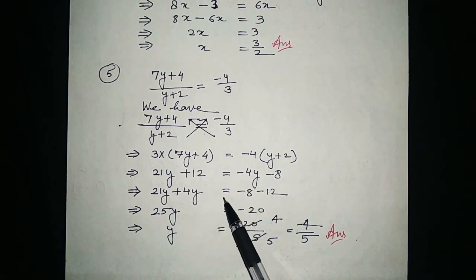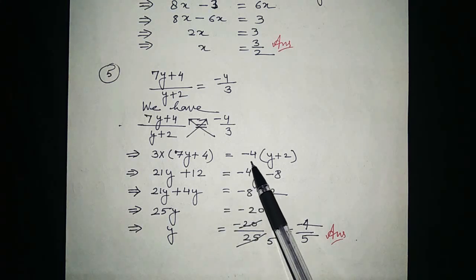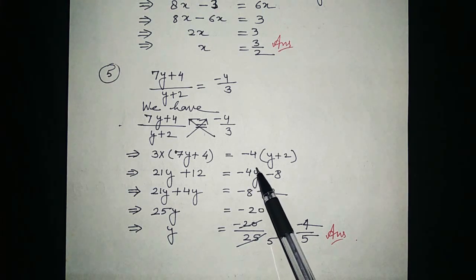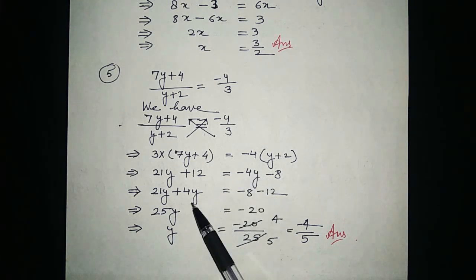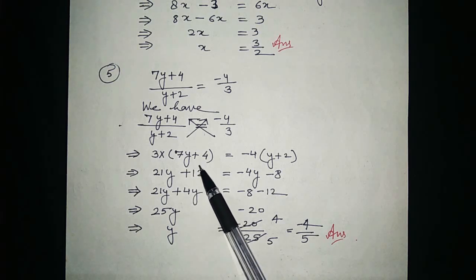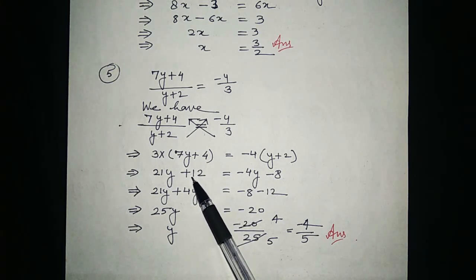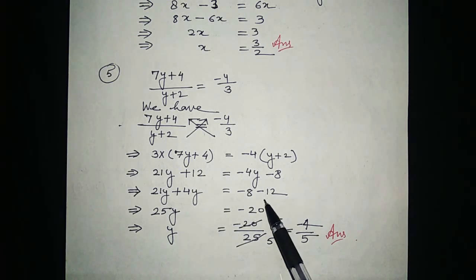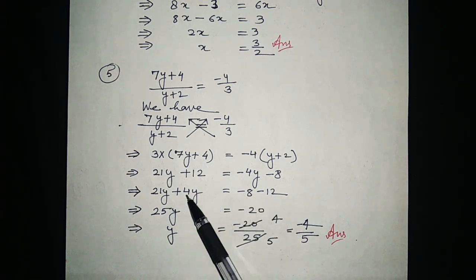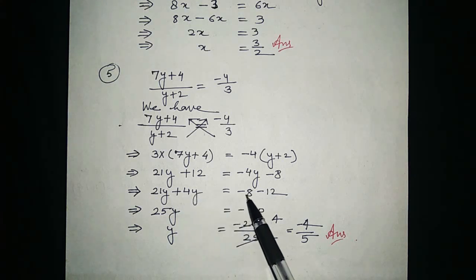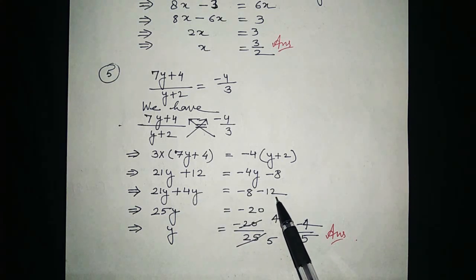Now in the next step, what you have to do? This minus 4y which you have got on the right hand side, you will transpose it to left hand side. So it will be positive. And plus 12 which you have got on the left hand side, you will transpose it to right hand side, and plus 12 will be minus 12. Now in this step we will get 21y plus 4y is equal to minus 8 minus 12.